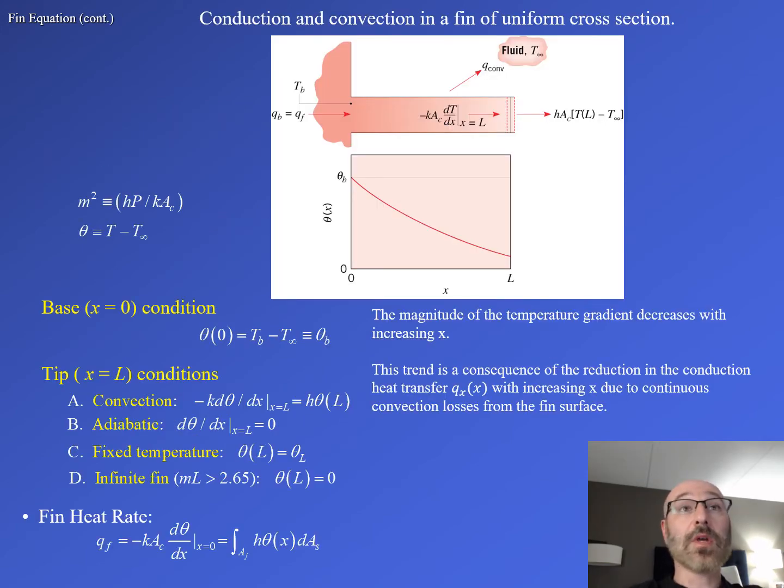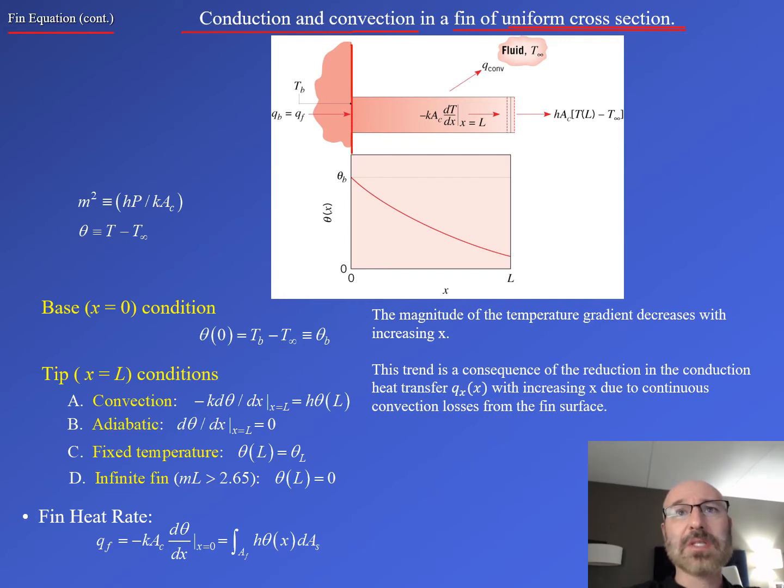So as we continue looking at the fin equation here, what we want to do now is take a look at conduction and convection in a fin of uniform cross-section right here. So we talked about a couple different types of fins, and this is the simplest case that we saw, the uniform cross-section. We'll start with that first here. Within this we can see our diagram below, and over here we have the base of our fin interface right there.